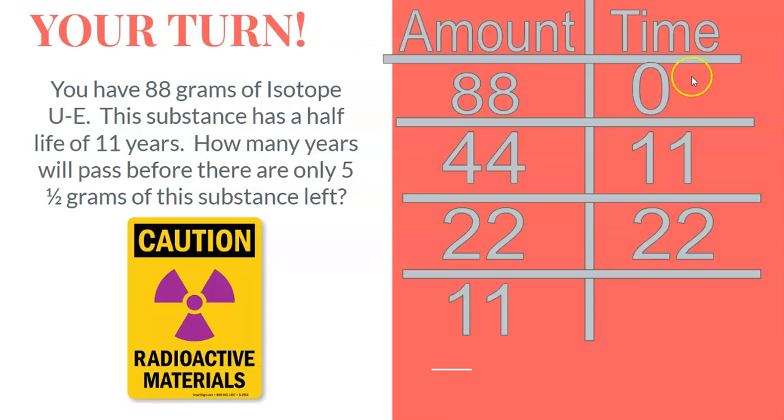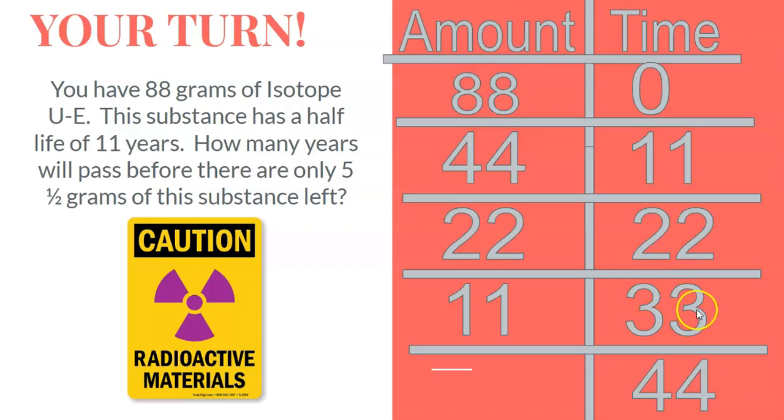Next, sometimes you want to just add the half-lives. Sometimes you just decrease or divide by 2. So this time we divided by 2 right away. 22 divided by 2 was 11, and now we add 11, not because it's here, but because that's the half-life. We add 11 to the 22, and we get 33. Still not there yet.